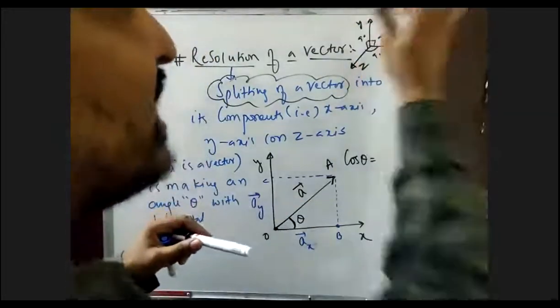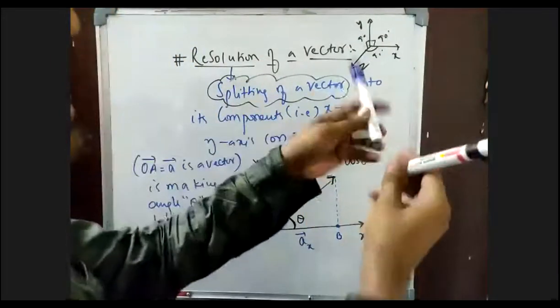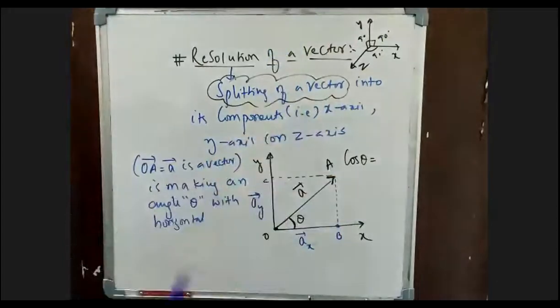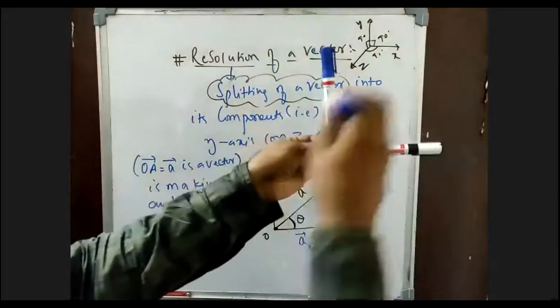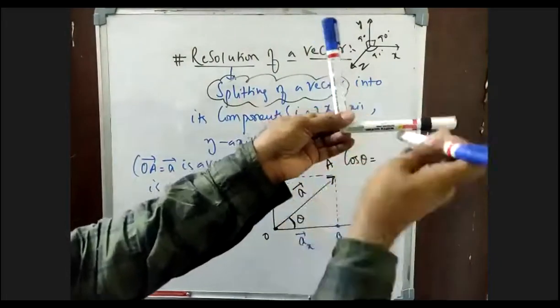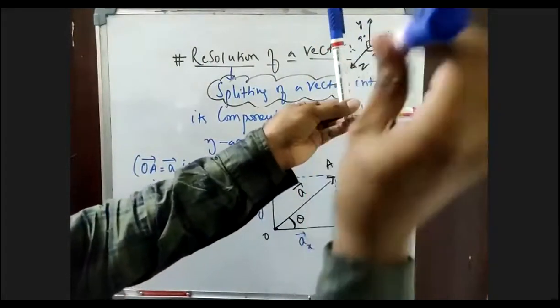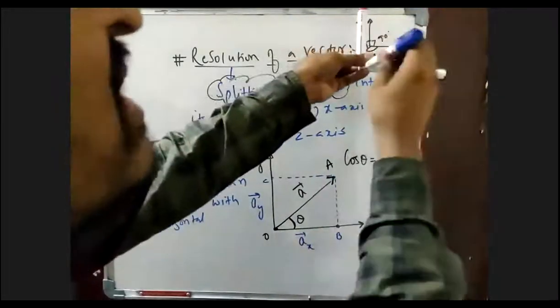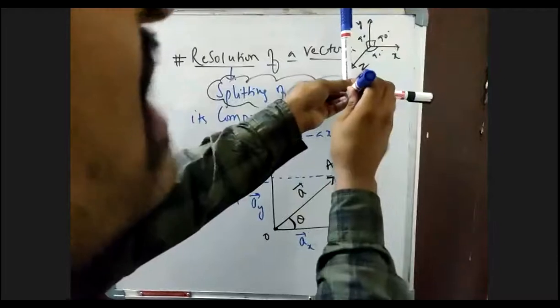So I draw it in this direction. This is your x-axis, this is your y-axis. If I take one more axis perpendicular to these, somewhere here, this is your x, this is your y, and this will be your z-axis, which is coming outside. I can't draw it on the board, so that is the reason I draw it in this direction.